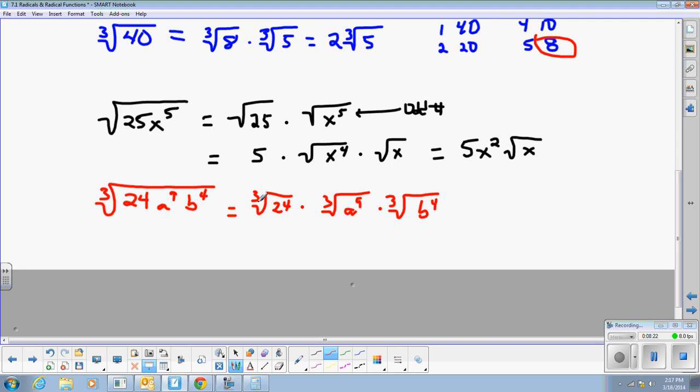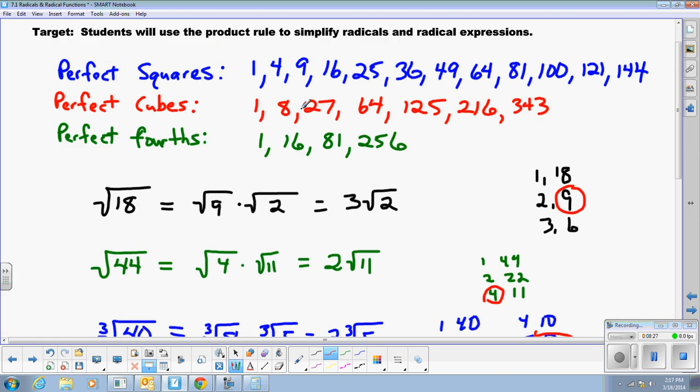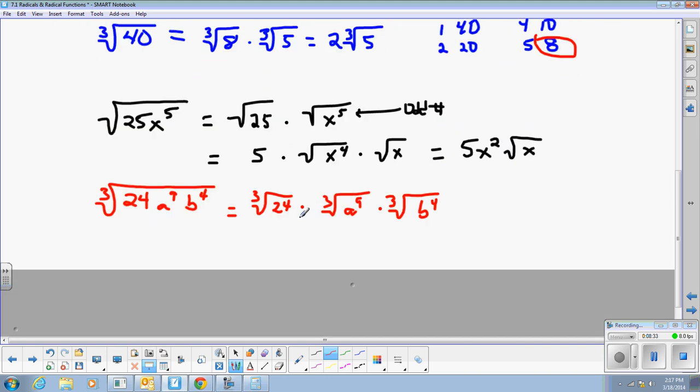Now let's take a look at our factors. Cube root of 24, is 24 a perfect cube? Looking back at my list, no, it's not. In fact, I'm either looking for a 1 or an 8, so I better be looking to see if 8 is a factor of 24, which it is. So I will now rewrite this as the cube root of 8 times the cube root of 3, because 8 times 3 is 24. And I've taken care of that right so far.